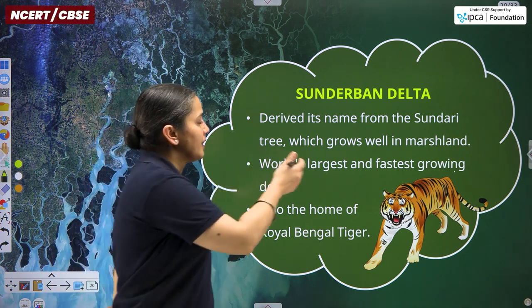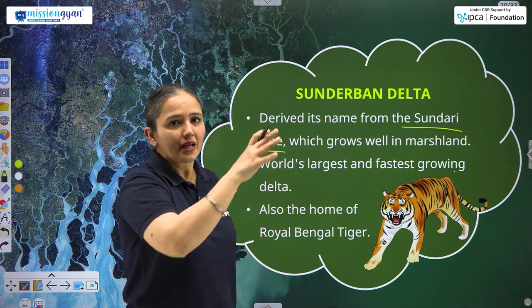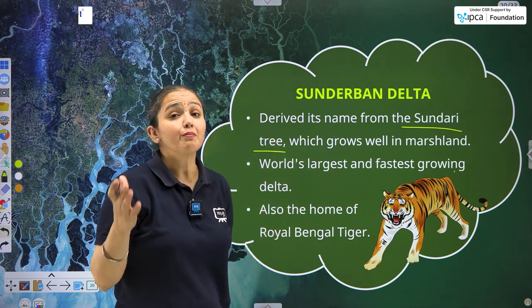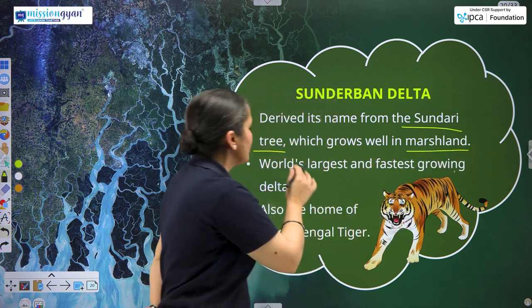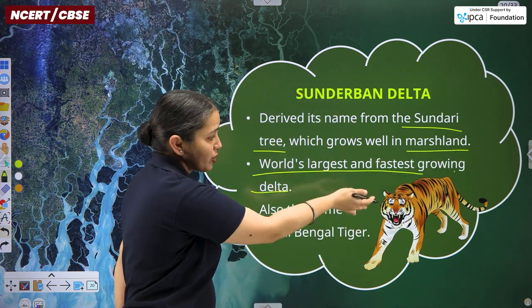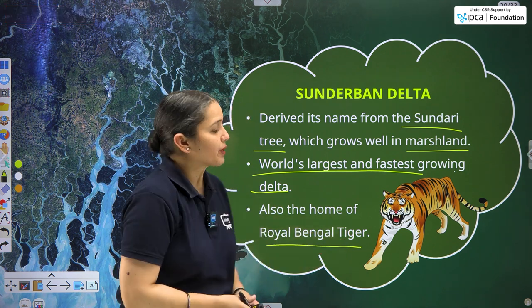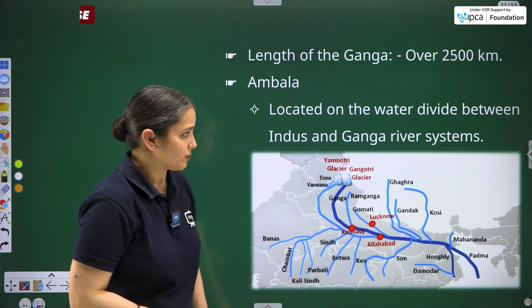Sundarban Delta is derived from the name of the Sundari trees that are found in abundance in this deltaic region, and we do have the mangrove forest over here as well, which grows well in marshland. It is the world's largest and fastest growing delta as well, and also the home to the Bengal tiger, the Royal Bengal tiger. It is a protected species in this region.